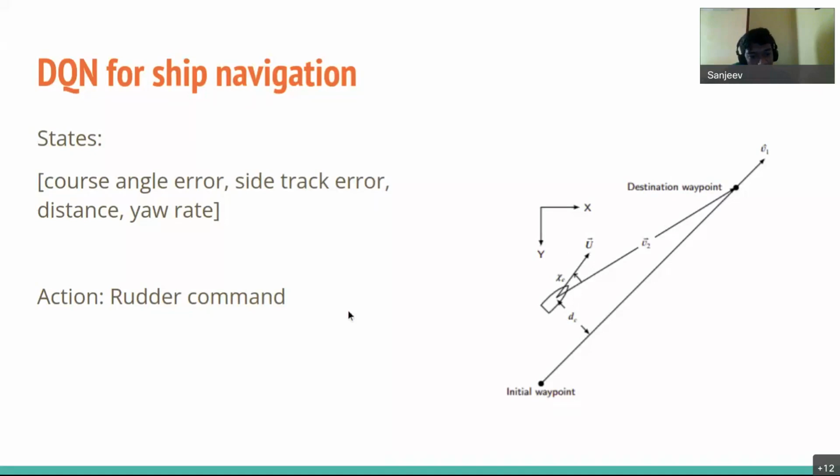Okay, and our action is the rudder command. In DQN, the action can only be discrete. So we are discretizing the action, that is the rudder command, to be minus 35, 0, or 35 degrees.